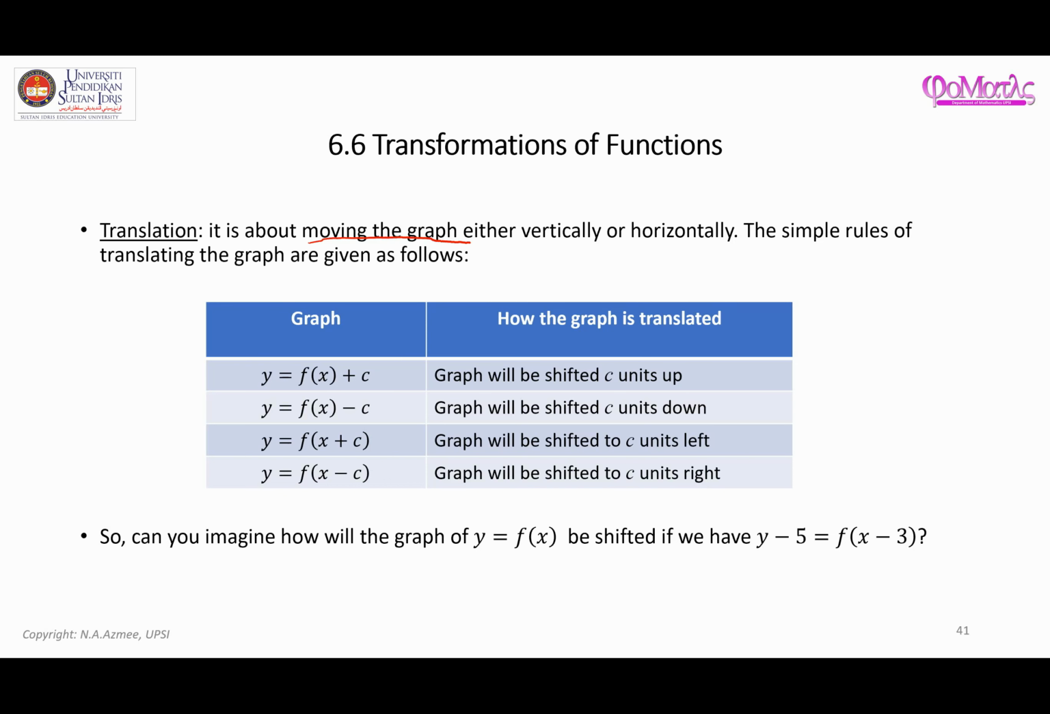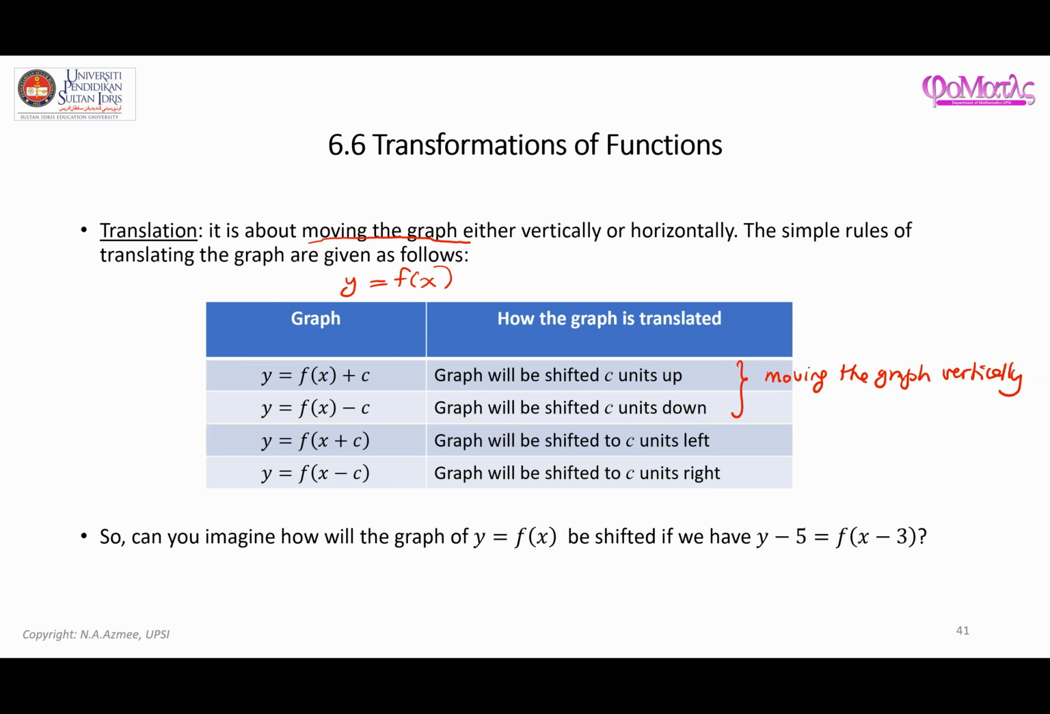So the first one here is, let's say the original graph is in the form of y equals to f(x). Now, if you add c next to this function here, that means the graph will be shifted c units up. And if you have minus c, the graph will be shifted c units down. So in these first two cases, this is basically about moving the graph vertically.